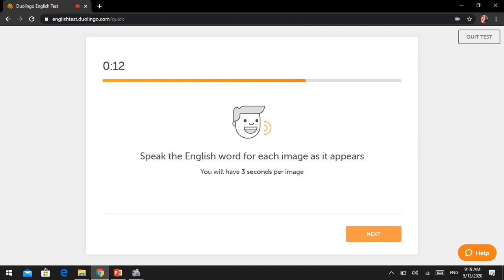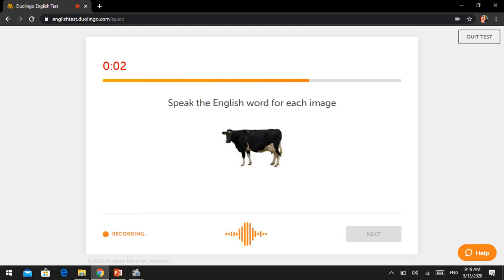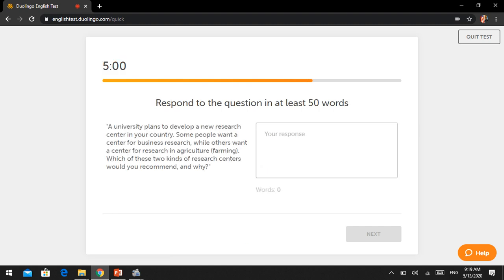Speak the English word for the image as it appears. A university plans to develop a new research center in your country. Some people want a center for business research, while others want a center for research in agriculture. Which of these two kinds of research centers would you recommend and why? So let's type. For example, it's saying, would you recommend?